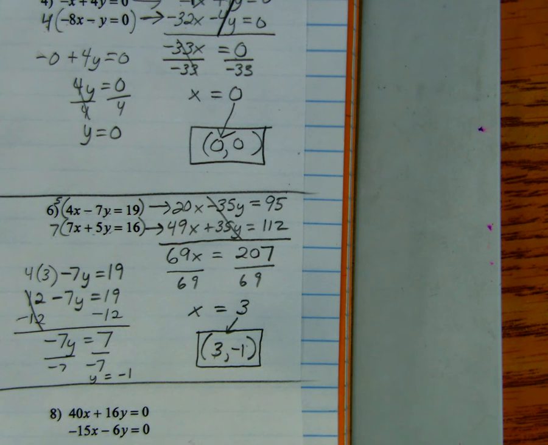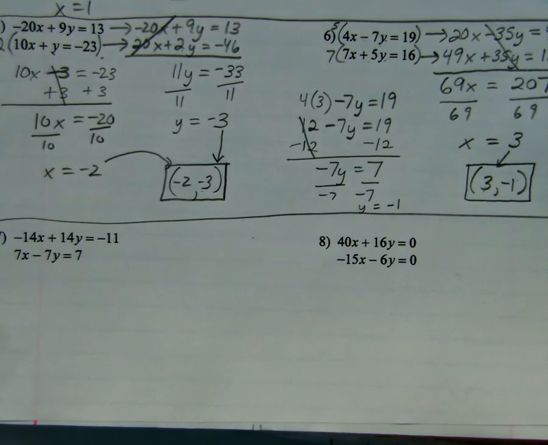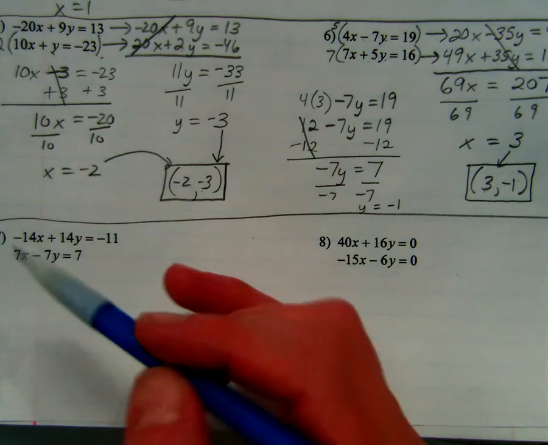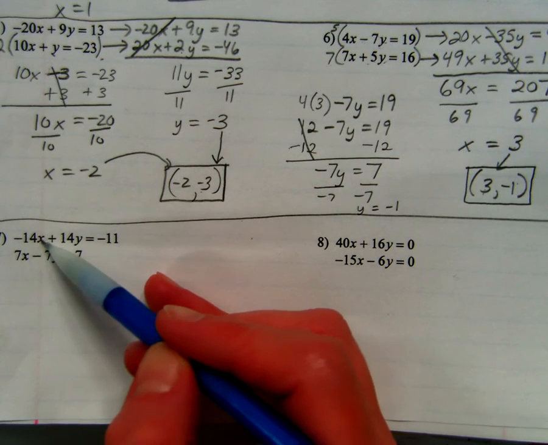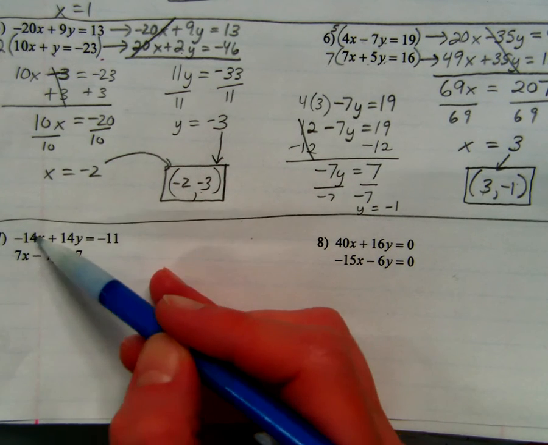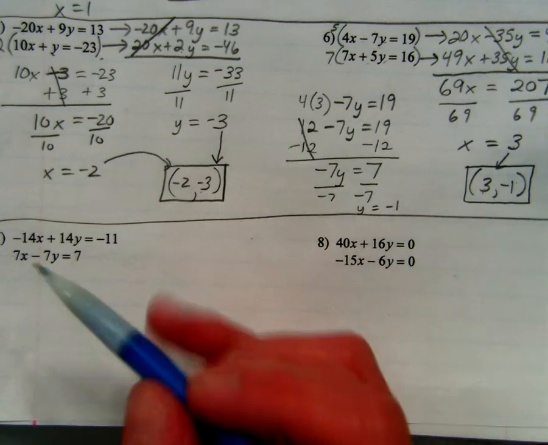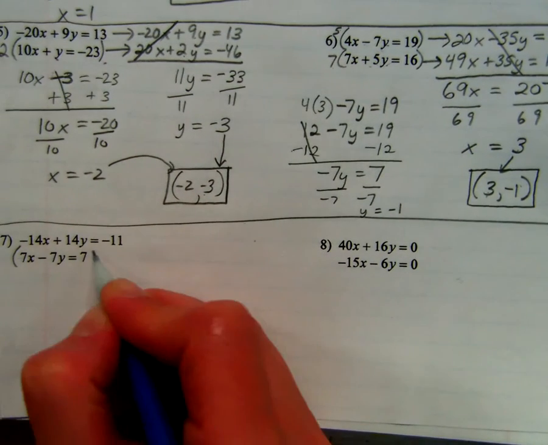Okay, so number 7 and number 8, if you're starting to get bored, are a little different. Hold on to your hats. They are special cases, which are kind of a pain, but actually they're going to be less work than the others because, well, you'll see. So on the beginning, let's say we want to kill the x's. I have negative 14x and 7x. What could I do to make opposites with the x's? Multiply the bottom equation by 2.